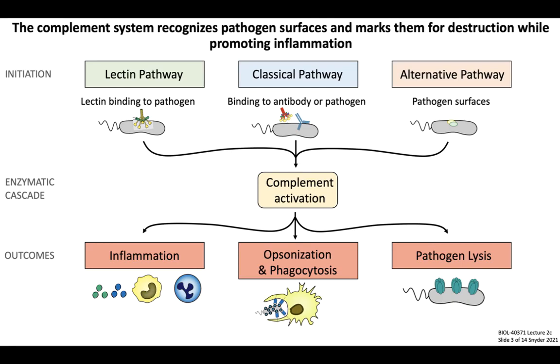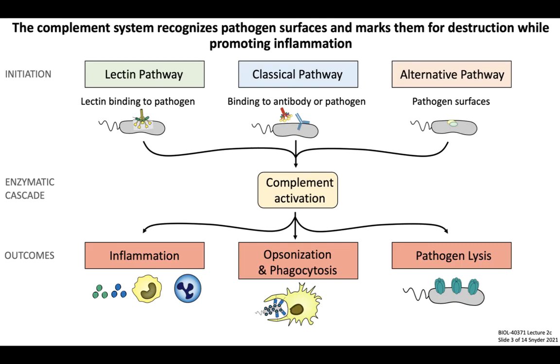There are 3 different pathways used to activate complement: the lectin pathway, the classical pathway, and the alternative pathway. All 3 of these differ in their initiation steps, but converge on the shared goal of inducing the enzymatic cascade of complement activation here in the middle.